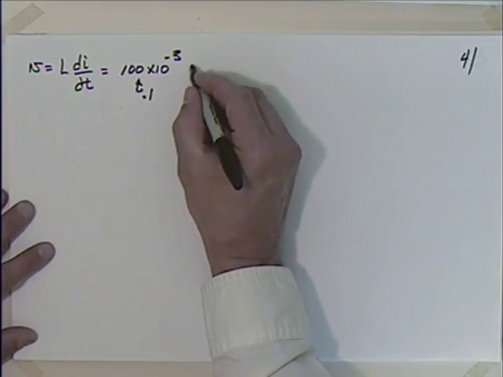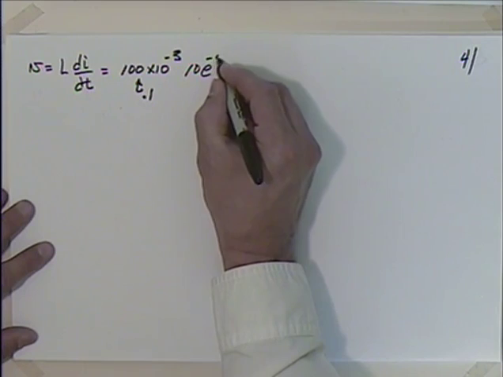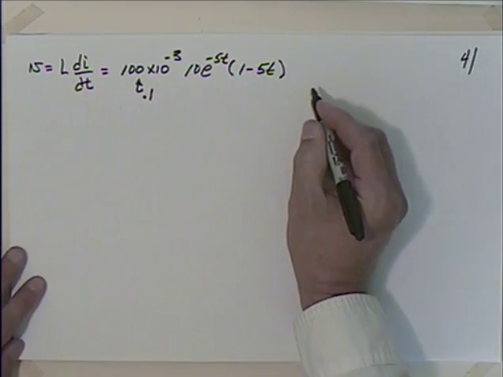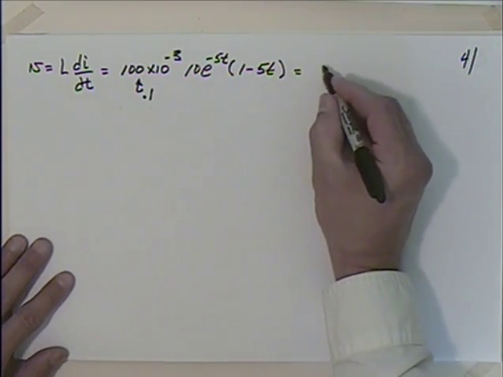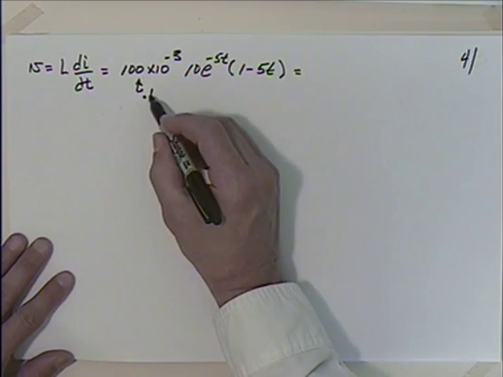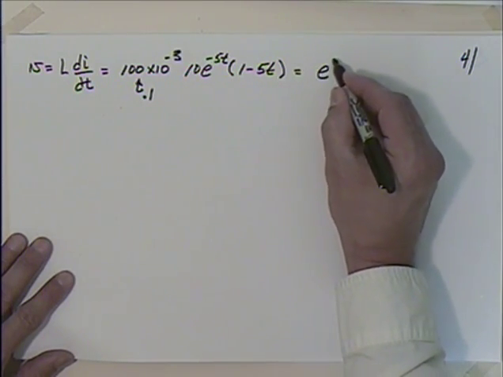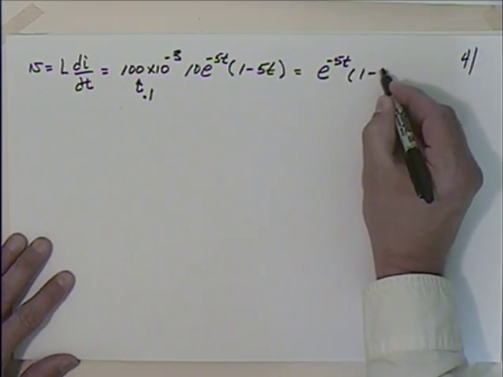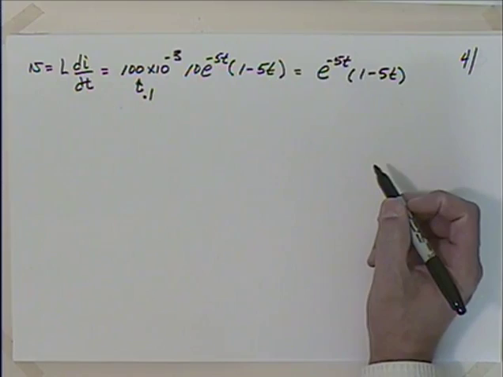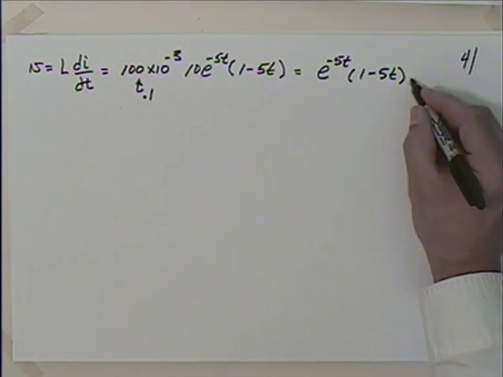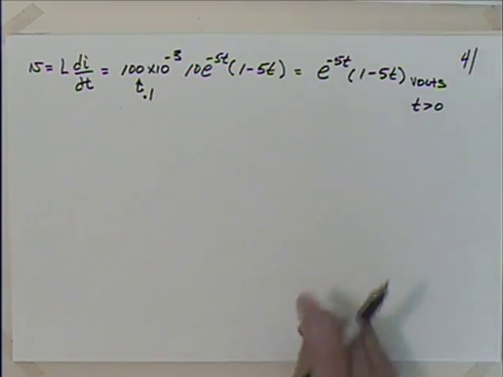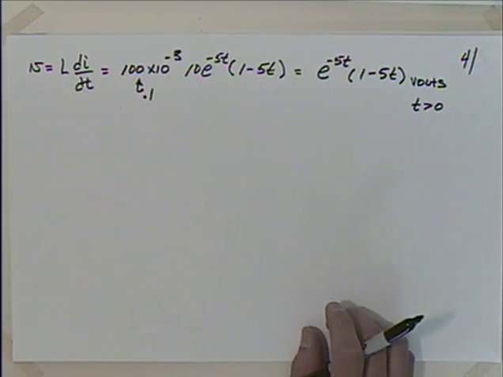So I multiply this by 10 e^(-5t) times the quantity (1 - 5t), which gives me what? Gives me e^(-5t) times (1 - 5t), because the 10 cancels with the 0.1. Let me double check that. Yeah, that's volts. This is for t greater than 0. I haven't said much about t less than 0; the current is 0, so the voltage would also be 0.